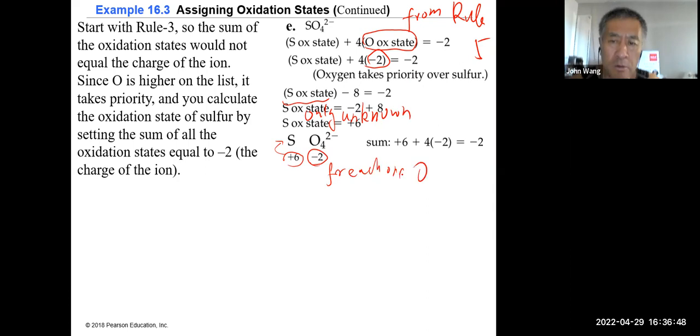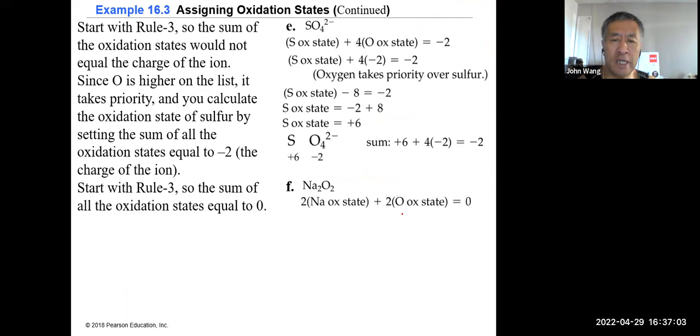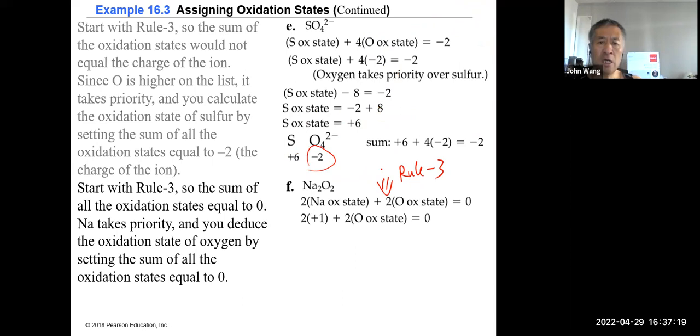Okay, so the last one is Na2O2. You have to be very careful, otherwise you will make a common mistake. Again, we will set up this equation, and this equation is from rule three. Now, commonly in the last few examples, you see oxygen is negative two, but not in this one. So in this one, you go by the priority. You get plus one for sodium first, because this comes from rule four. Rule four has the higher priority than rule five.